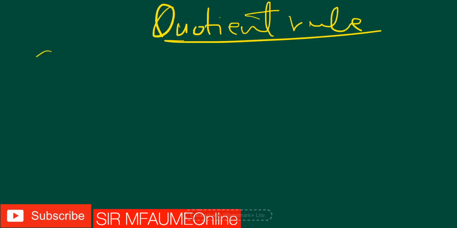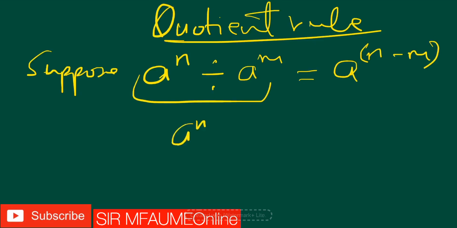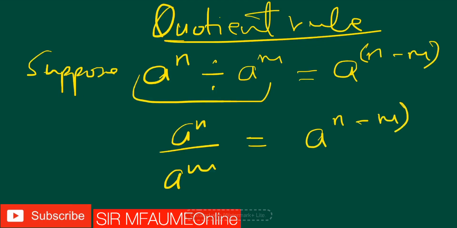For this one, suppose you have a exponent n divided by a exponent m. Actually, this will be equal to a exponent n minus m, because we know that in division, if you have the same base like this, then you're supposed to subtract the exponents. That's why I'm subtracting like that.